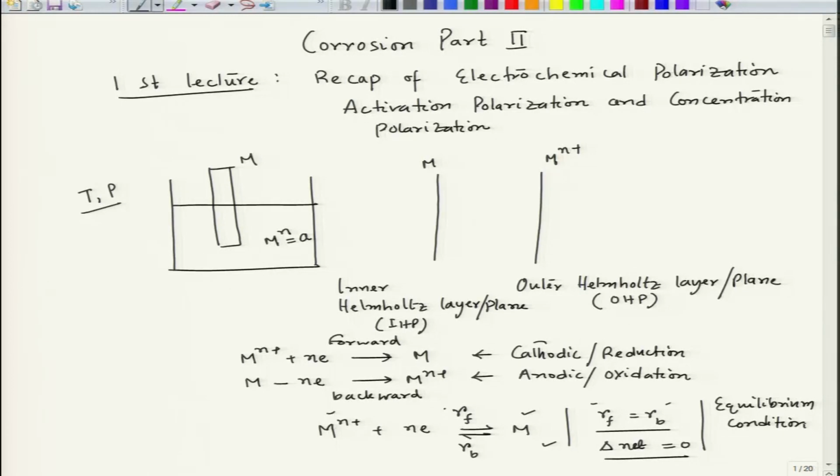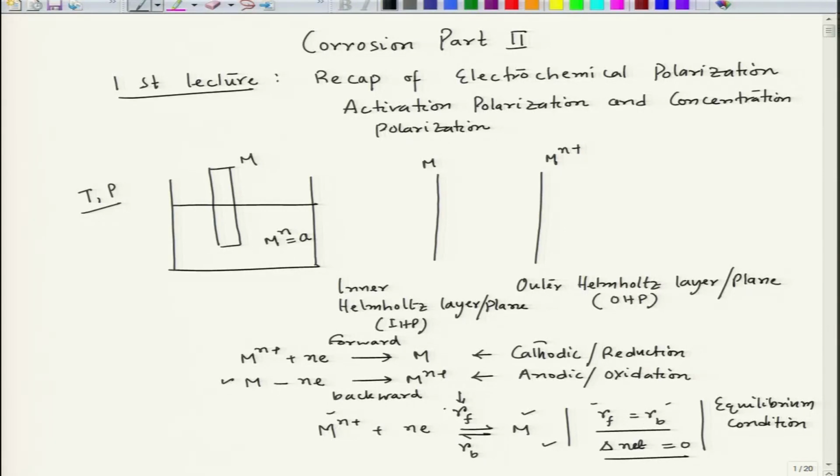Now, at the same time, interestingly, if I consider Rf, Rf is basically the reduction process or cathodic process, and in the cathodic process we see that electrons are accepted by metal ions and they are actually going to deposit on the metal object. Whereas, in the backward reaction, I can see that the electrons are taken away from the metal atom and they are forming metal ions. So, once they form metal ions, they will be part of that electrolyte.